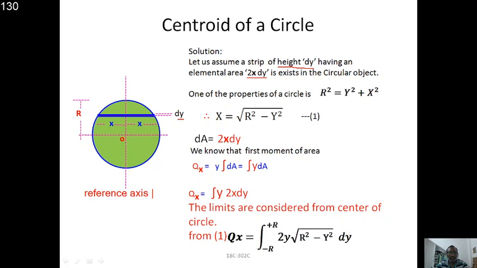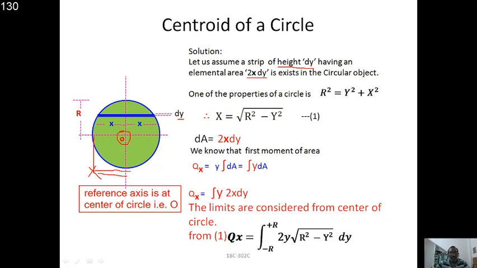The reference axis is at the center of the circle. So please mind it. My entire procedure is based on this assumption. My reference axis, either the x-axis or the y-axis, originates at the center, not at this point. I am not considering this point; this is the outermost point. So what am I considering? I am considering the center of the circle. Hence, this is our center, right? So we are considering this as the center.